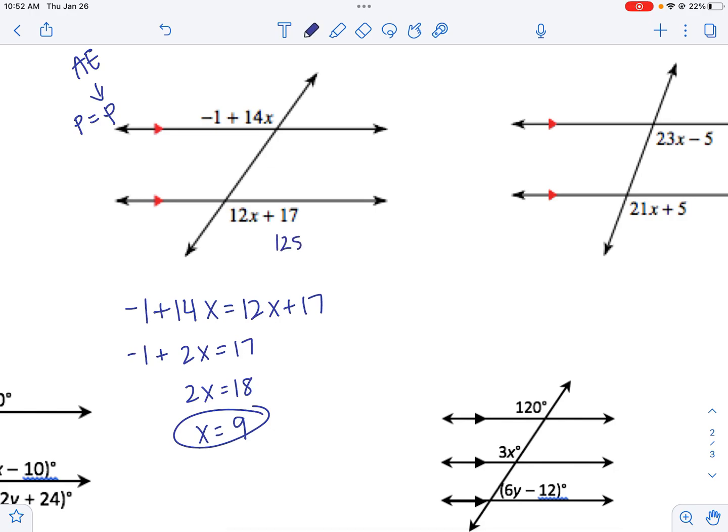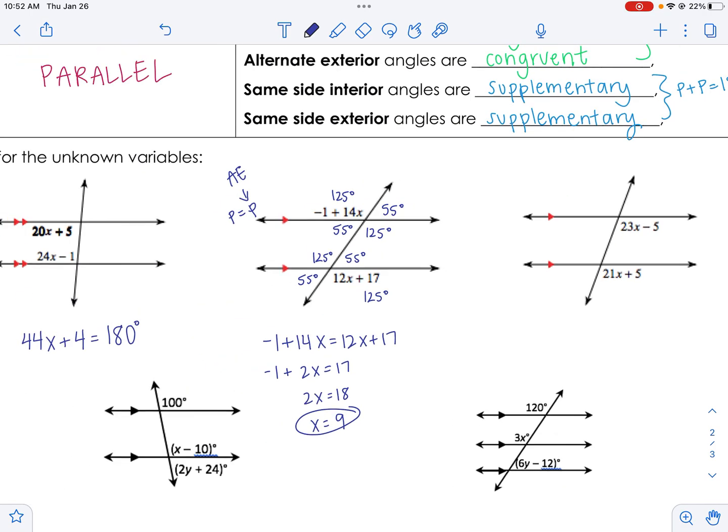And if you do it correctly, you should get that they're both 125, which remember they were supposed to be congruent. So I could ask you that, but I could also ask you what's this angle? And remember that those would also be 125 there and there. And then 180 minus 125 would make those other angles 55. So once you solve for x and you plug it back in, you kind of know all the angles.